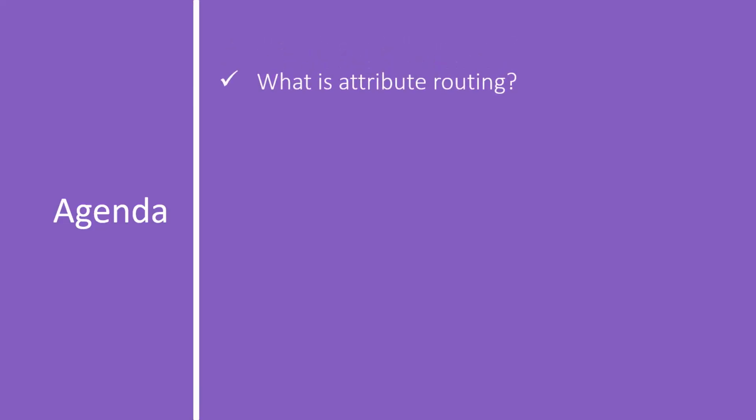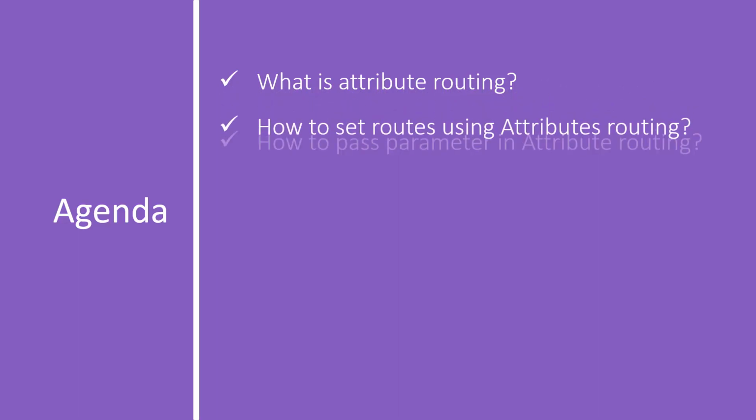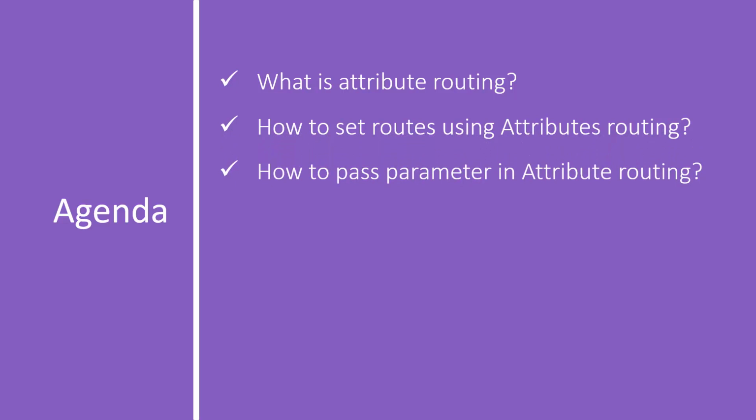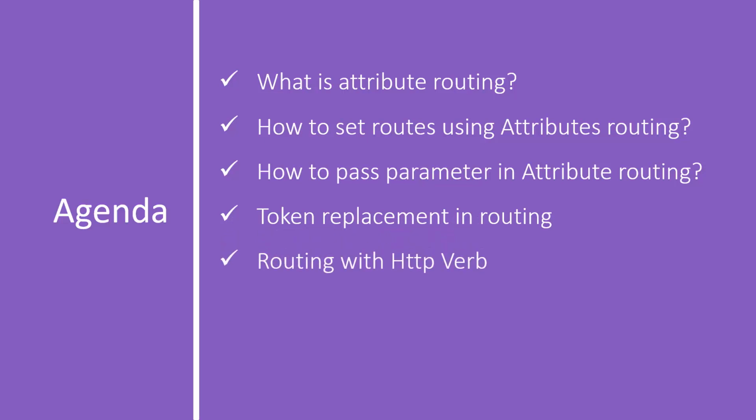We will start our learning from what is attribute routing. Then we will learn how we can set the routes using attribute routing, how we can pass the parameters in attribute routing, what is token replacement in routing, how to use routing with HTTP verb, what is the controller level routing, and how we can override an existing route. We are going to cover several things in this video. So let's open Visual Studio and cover all of these one by one.